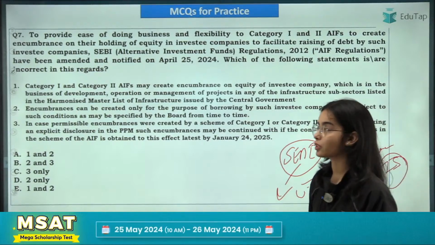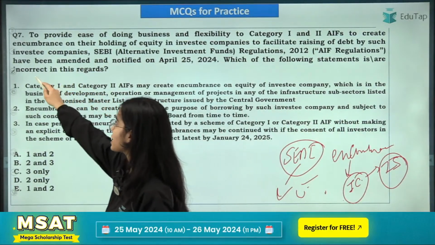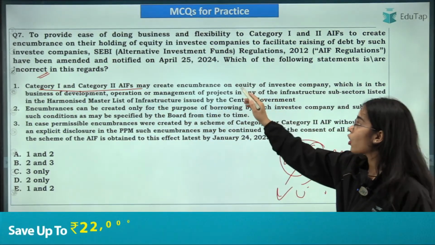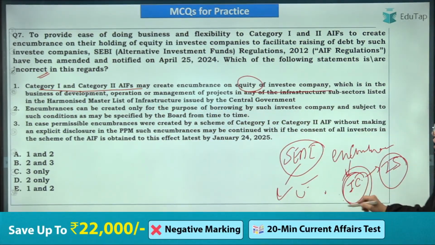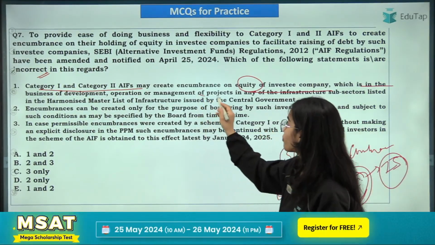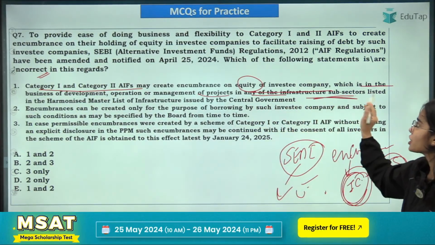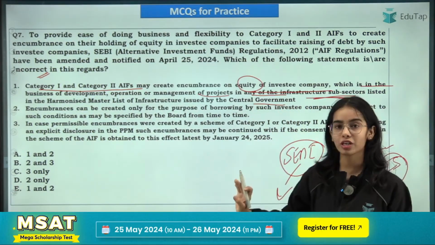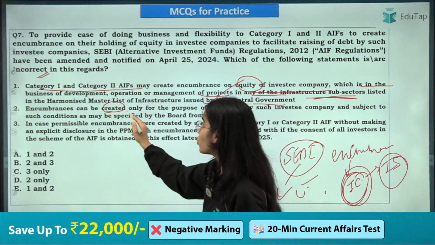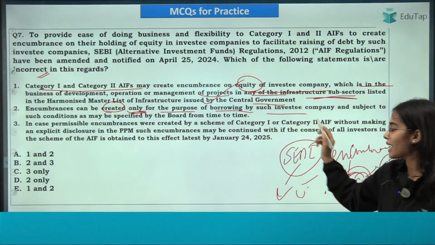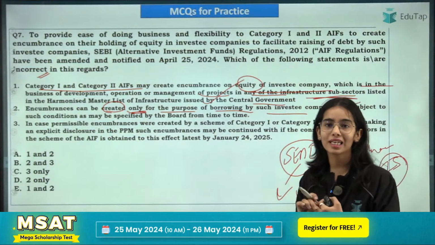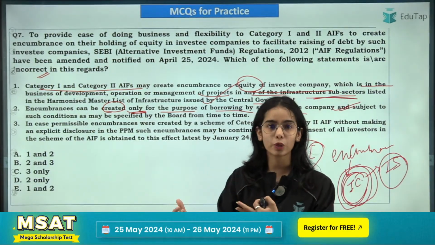So let's see, is it correct or not? You have to tell the incorrect statement here. Category 1 and category 2 AIFs may create encumbrances on equity of an investee company which is in the business of development, operation, management of projects in any of the infrastructure subsectors that has been mentioned by the central government. That is absolutely correct. Encumbrances can be created only for the purpose of borrowing by such investee company. That is also correct. It is only for borrowing purposes that the encumbrances can be created. The collateral can be created.